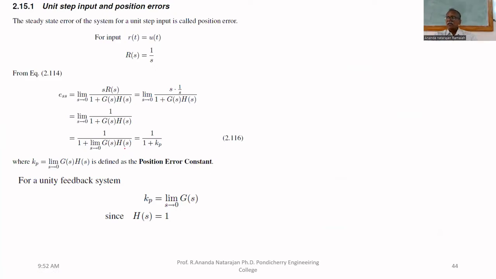Unit step input and position error. The error constants are what we are going to find now. For that, what is the input? Unit step input. It means R of s equals 1 upon s. The position error is what we are going to find. For that, R of s equals 1 by s.